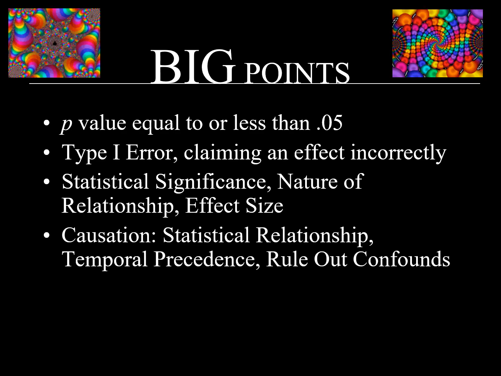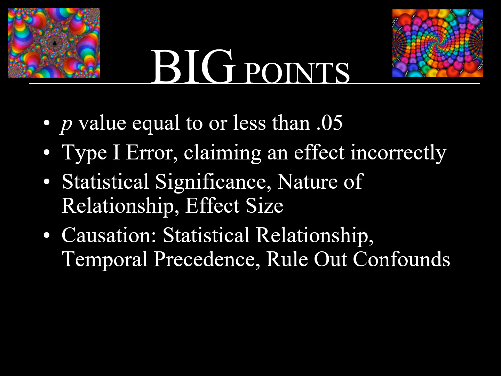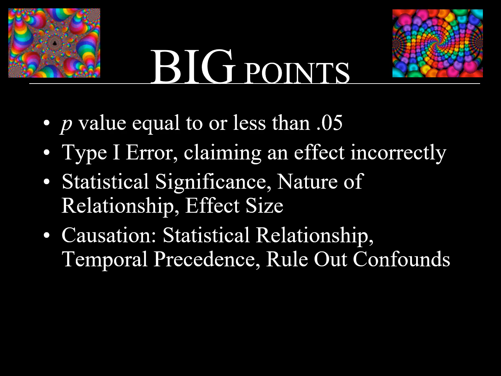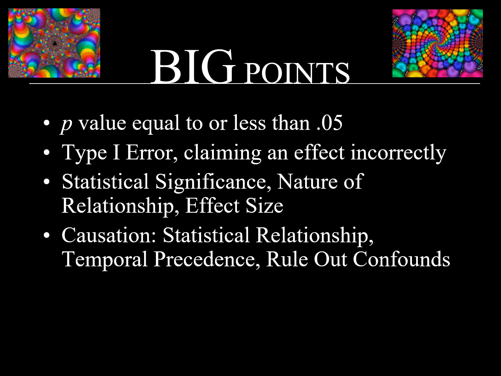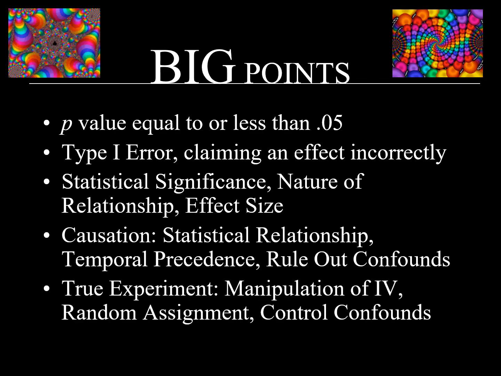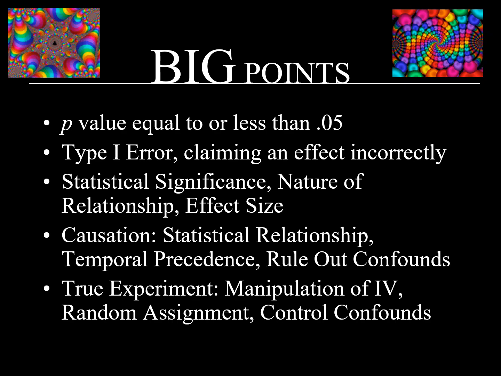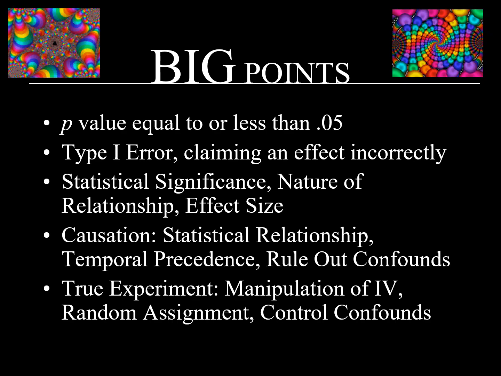Causation is not just done by the type of technique or statistic we use, it's done by methodology. There has to be a statistical relationship found that is significant. We also need methodologically to assert temporal precedence. In other words, we need control of that IV. And our study itself needs to rule out any other possible confounds that could explain the effects that we found. And a true experiment has absolute manipulation of the IV, usually through the process of random assignment, controlling any possible other confounds.